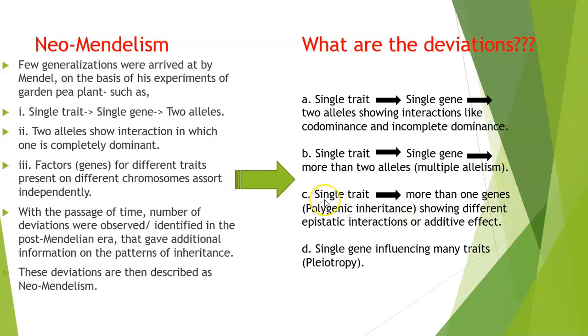Then you have the third observation: a single trait but more than one gene. This is called polygenic inheritance, showing differences in the interactions, or they are showing an additive effect. That is, for a single trait you have more than one gene, whereas in Mendel's we only had a single gene. The fourth observation: a single gene influencing many traits. Now this is also new. This phenomenon is pleiotropy. We had a single trait and a single gene responsible, but here a single gene is giving you more than one or many traits. We will see these deviations in detail in this particular segment further.